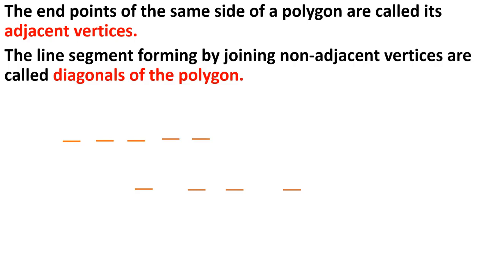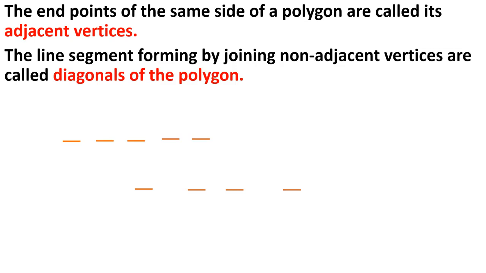So, sides are the line segments by which we are forming the polygon, and vertices are the end points of the line segments. In other words, the meeting point of a pair of sides is called a vertex of the polygon. Suppose we are making two sides of a polygon, where these two sides meet, that one point is called a vertex. Now adjacent sides. What are adjacent sides? Two sides of a polygon with a common end point are called its adjacent sides.